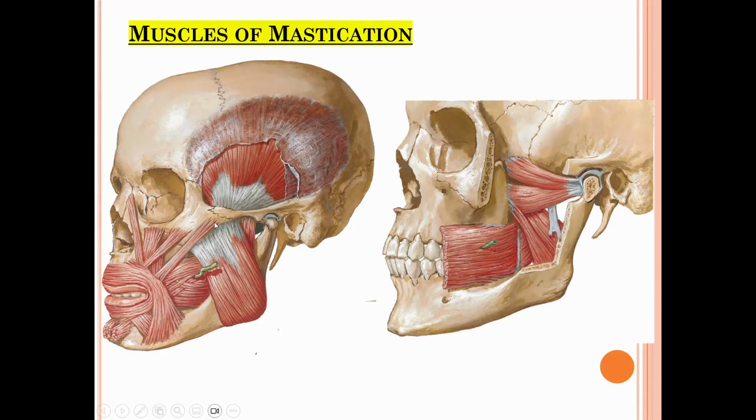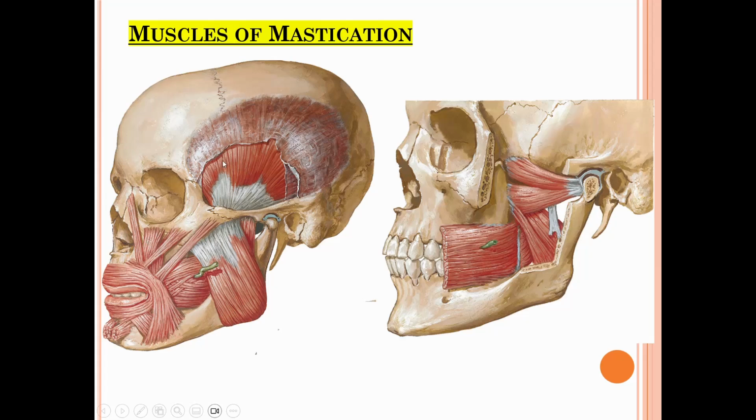Now you can see here all the muscles of mastication. You can see the temporalis, you can see the masseter muscle, you can see here the superior and the inferior head of the lateral pterygoid having a common insertion, okay, and you can see here the smaller one, superficial, and the bigger one, the deep head of the medial pterygoid. So four muscles of mastication.